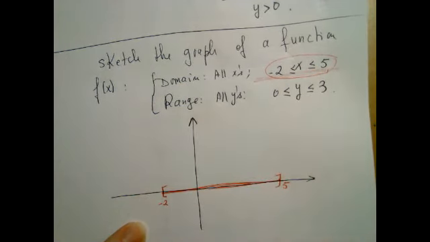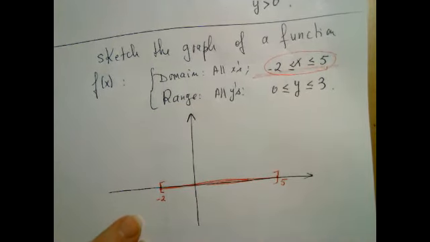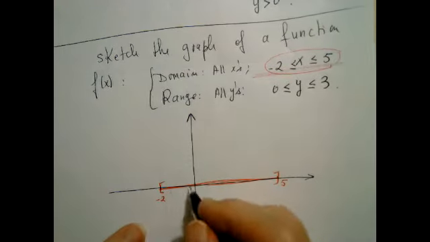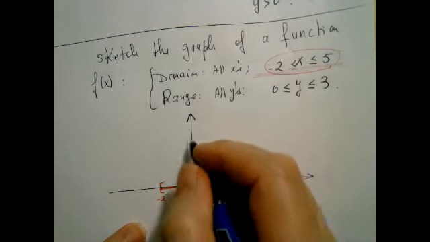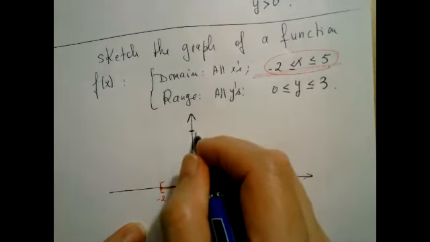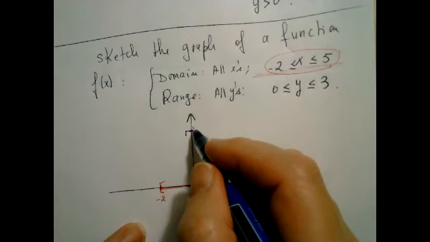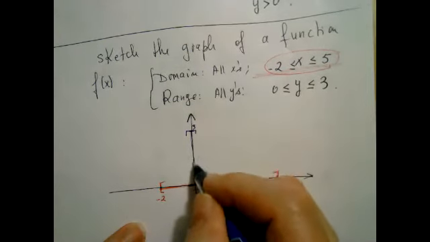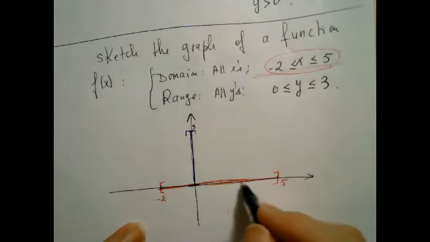Okay. Now, my range means I want all the outputs to be between 0 and 3. So I'm just setting up now that I'm going to graph. I want them between 0 and 3. So this is my range. That's my range, and that's really my domain.